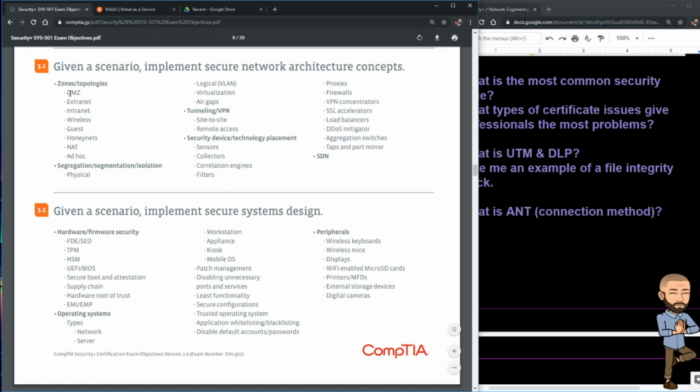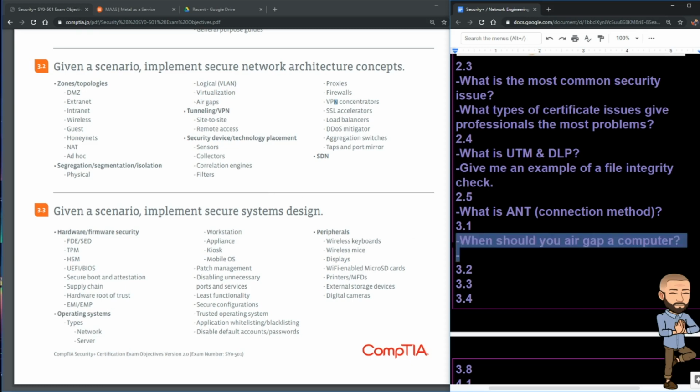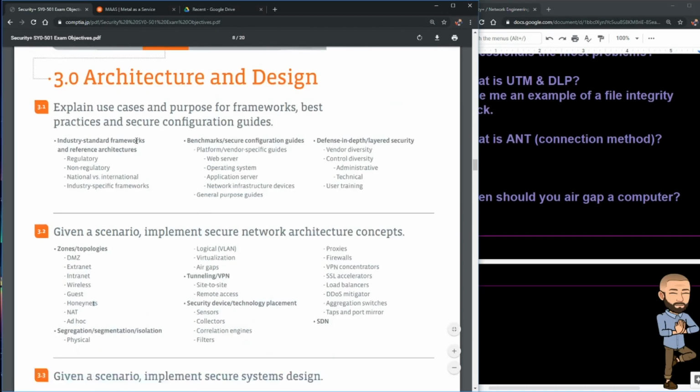So we're talking zones and topologies, DMZ, extranets, intranets, wireless, guest, honeynets, NAT, ad hoc, segregation, segmentation, isolation. So we could be talking about physical networks, VLANs, the concept of virtualization, air gaps. When should you air gap a computer? Oh no, I skipped 3.1. Sorry, guys. All right, let's finish 3.2 and then we'll go back to 3.1.